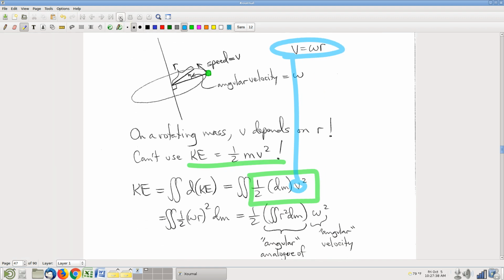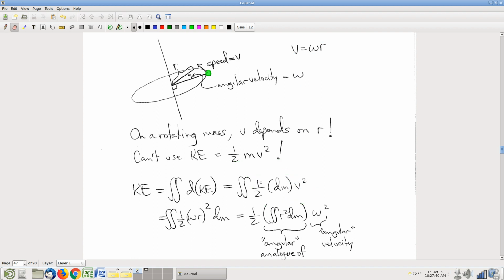Okay. Altogether then, with V being omega R. Kind of moving things around a little bit. Now, we're going to take this 1/2 and pull it outside of the integral. We're going to take the omega squared here and pull that outside of the integral. That's just shuffling things around, perfectly legal. And note we end up with this expression.